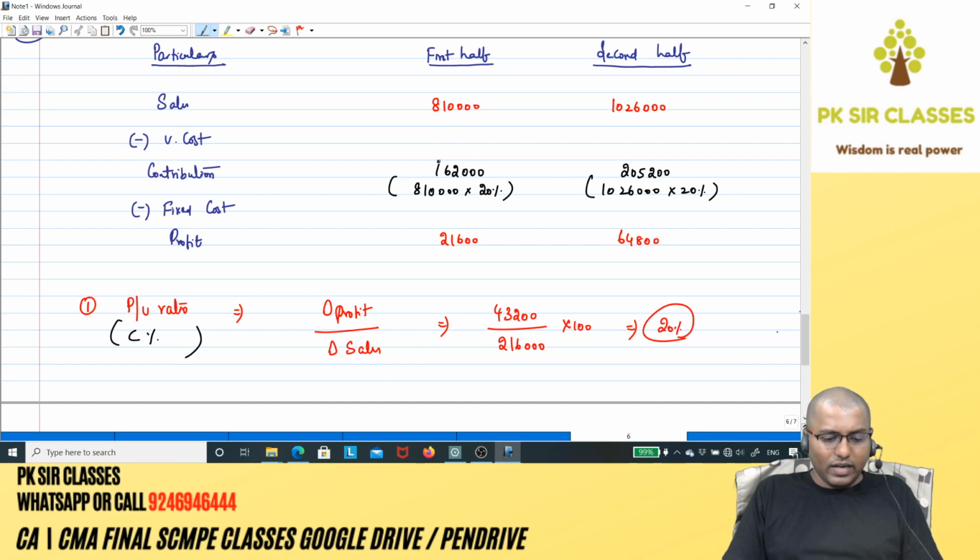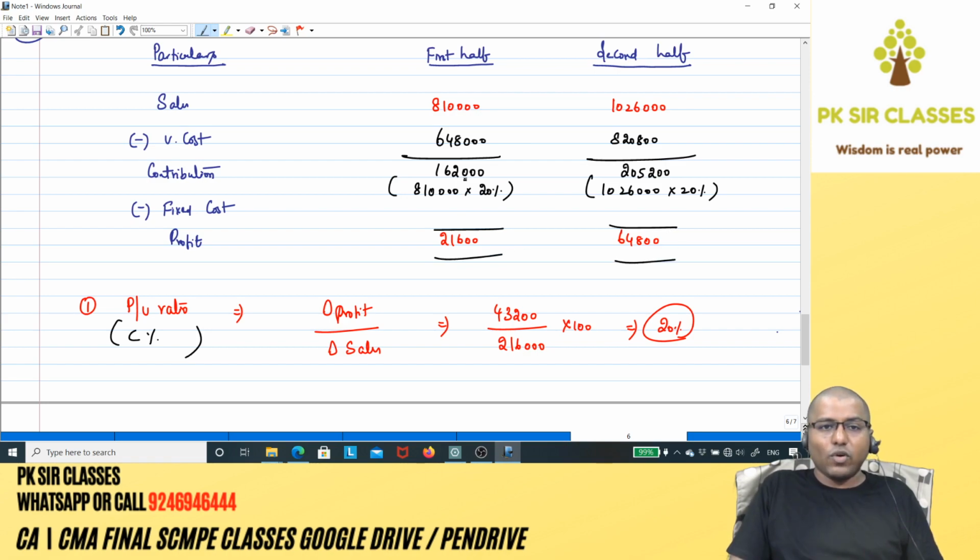Now what's going to be your variable cost? The difference between sales and contribution: 8,10,000 minus 1,62,000, which is 6,48,000. Pretty simple. Here also the same: 10,26,000 minus 2,05,200 comes to 8,20,800. Now what about fixed cost? Again, it's the difference between your contribution and profit. Contribution 1,62,000 minus profit 21,600 gives 1,40,400, your fixed cost for the first half. Second half will also be the same, because it is said so in the question.